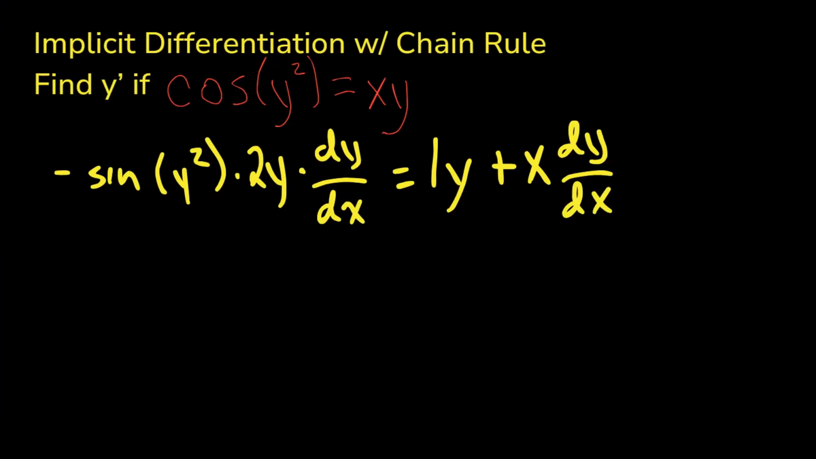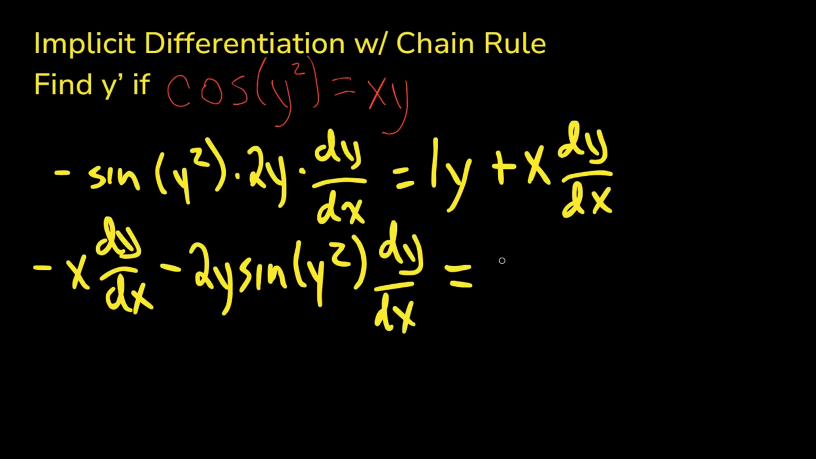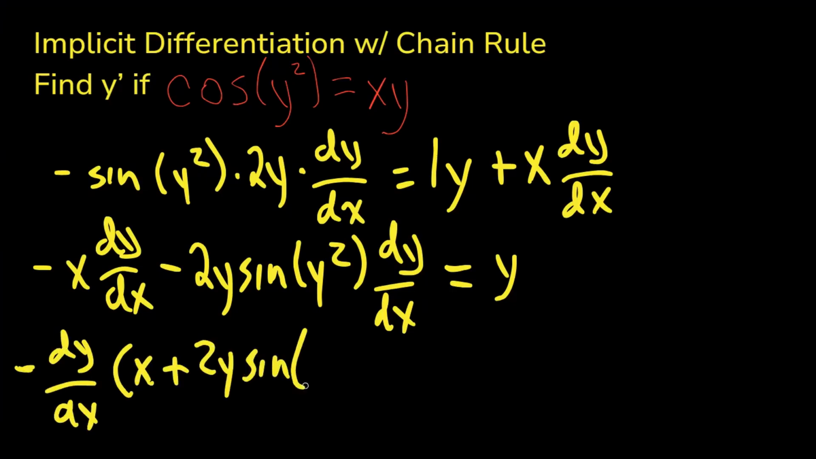Now we're going to keep the terms with dy dx on one side and everything else on the other. And we can subtract the x dy dx. Then we factor out a dy dx, and you can also factor out a negative. Then the final step, just divide by everything to get dy dx by itself.